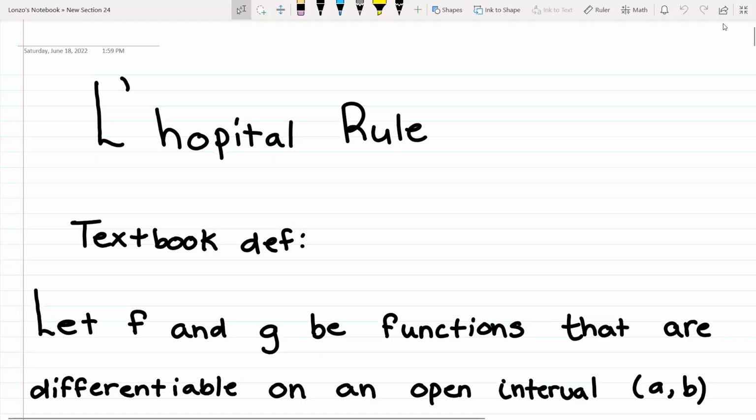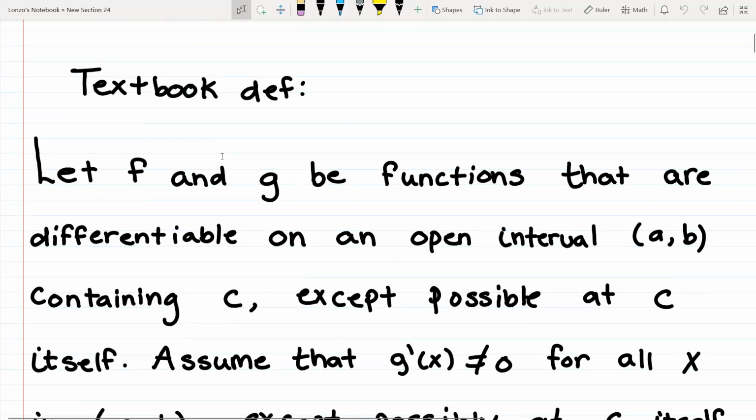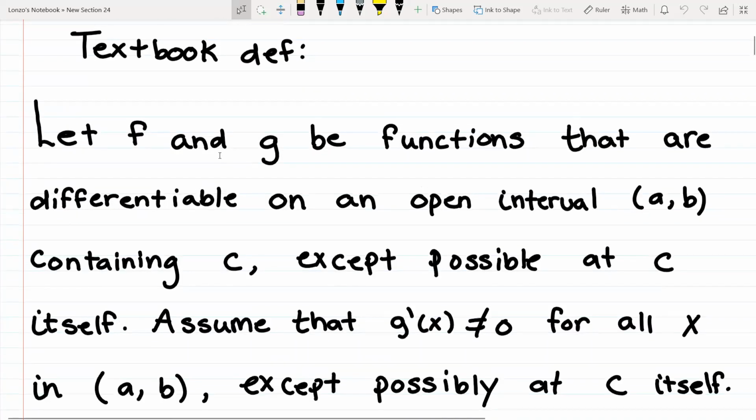Hello, in this section I will go over L'Hopital's rule and how to apply the rule. So let's talk about L'Hopital's rule. The textbook definition is this. I'm just going to read it.